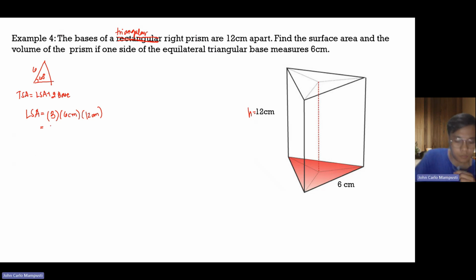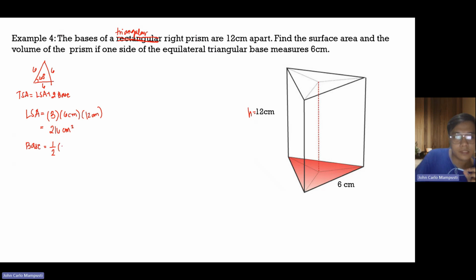So this is equal to 216 square centimeter. So yung base natin, area ng base natin, this is equal to, we can use yung SAS or yung side angle side formula. We have 1/2 AB sine theta. Since 6 lahat to, therefore A and B are just equal.